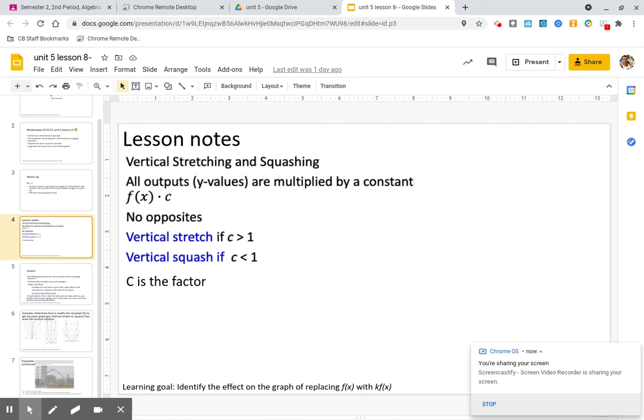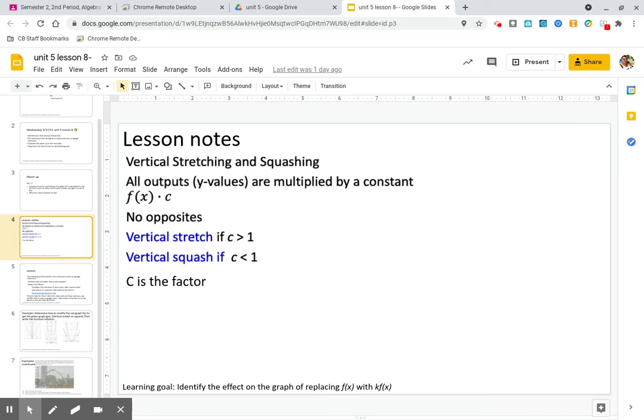All right, we are moving on to lesson 8. Lesson 8 is the start, part 1 of a 2-part lesson on dilations. Remember, dilations have to do with changing in size, either making things bigger or smaller. The way that we're going to describe dilations are stretching and squashing. In part 1, in lesson 8, we're going to talk about vertical stretching and squashing. And in lesson 9, in the next lesson, we'll talk about horizontal ones.